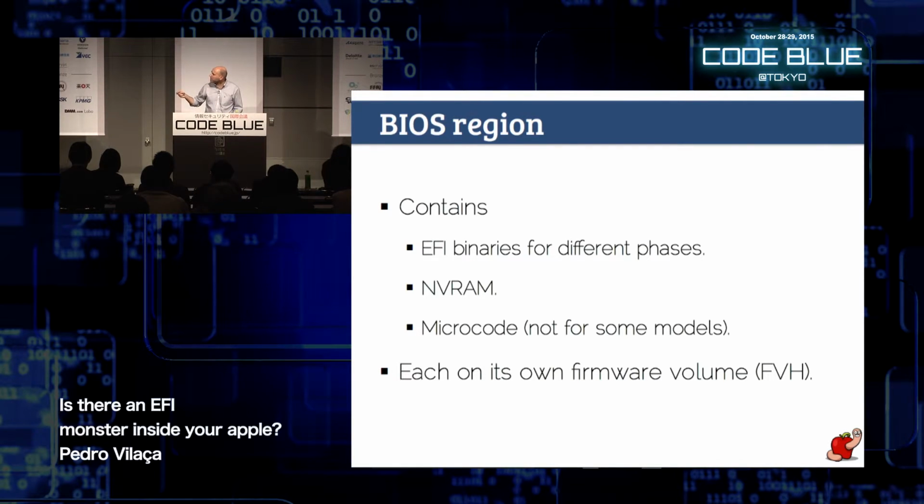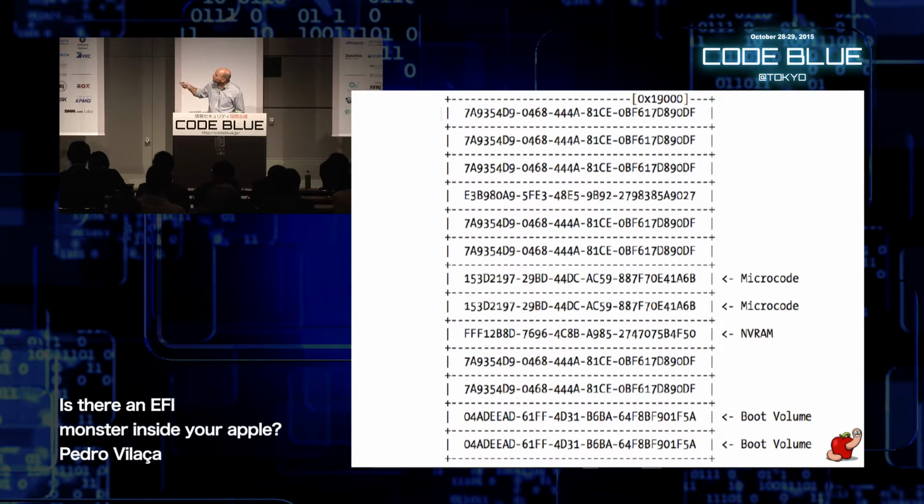Important thing: everything happens in a firmware volume. A firmware volume is a container for different data on EFI. For example, the NVRAM is a firmware volume. Different binaries will be in different firmware volumes. This is a picture of my BIOS with different content. As you can see, each of these is a firmware volume. For example, this volume is microcode. This one is the non-volatile RAM. And this is where the machine starts booting from.